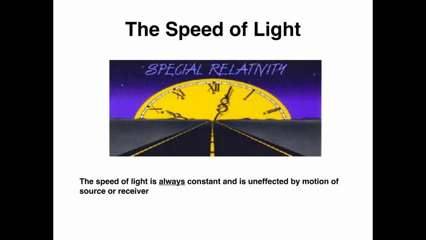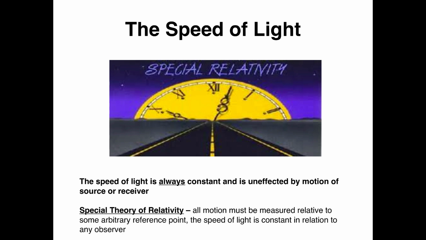Light is unique in the fact that no matter which direction it's traveling, it can be traveling in the same direction as the Earth, in the opposite direction as the Earth. It always travels at the same speed. It's not affected by motion. And this fact led Einstein to come up with the ideas of general and special relativity, because unlike everything else in the world, light is not affected by the motion of other things. So special relativity states that all motion must be measured relative to some arbitrary reference point. The speed of light is constant in relation to any observer.